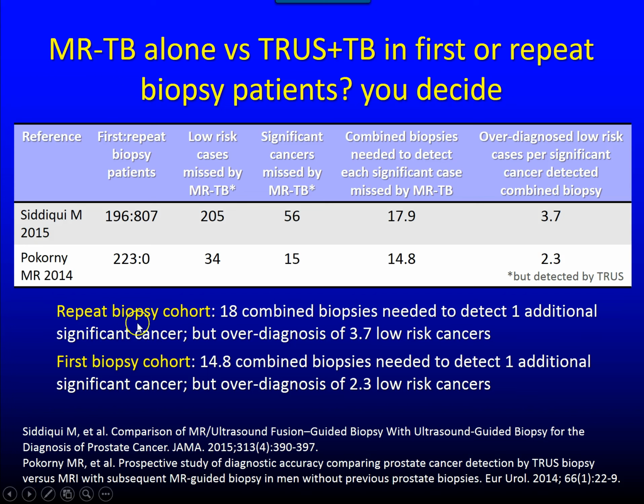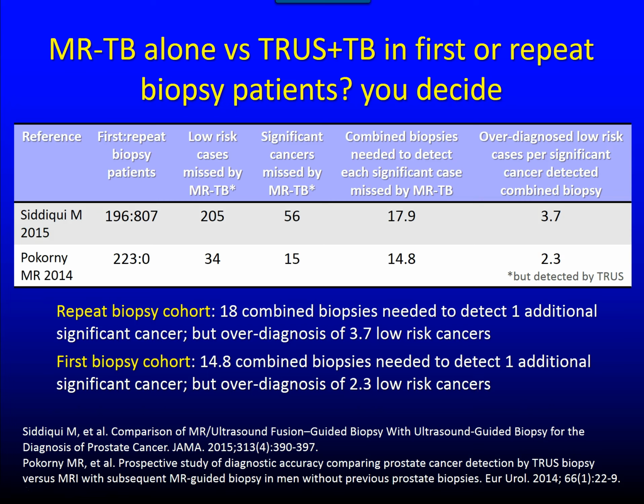So if you have a repeat biopsy cohort, 18 combined biopsies would be needed to detect one additional significant cancer. 18 biopsies to detect one additional significant cancer, but you would overdiagnose 3.7 low-risk cancers. In a first biopsy cohort, you would have to do 14.8 combined biopsies to detect one additional significant cancer, but you would end up overdiagnosing 2.3 low-risk cancers.